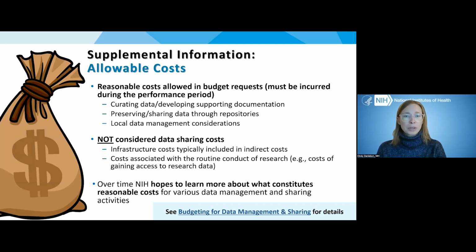And that would be any infrastructure costs that are typically included in indirect costs. So if it's not project specific, then you wouldn't be requesting that as a direct cost. Also, costs of gaining access to research data, things like that, are considered the routine conduct of research and would not be specific data management and sharing costs. And while certainly costs may vary depending on approaches to sharing and the type of data that you're generating, managing, and sharing, over time, NIH does hope to learn more about what constitutes reasonable costs for various types of data management and sharing activities. Next slide, please.